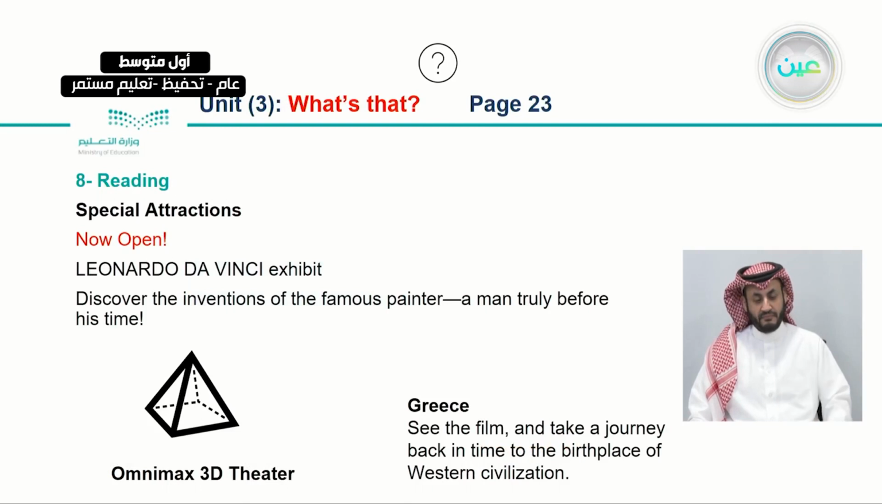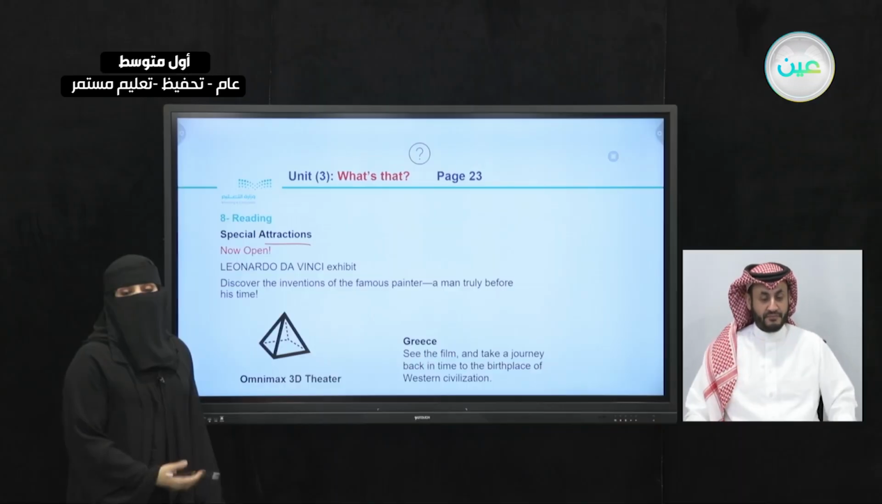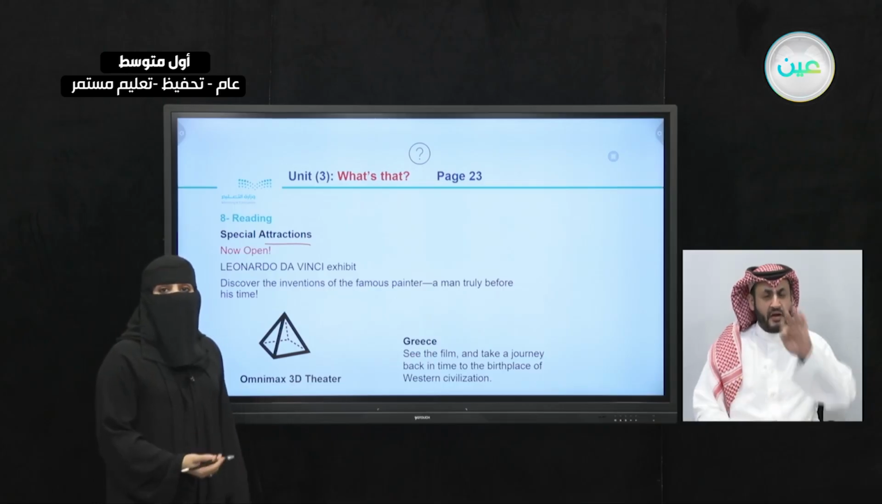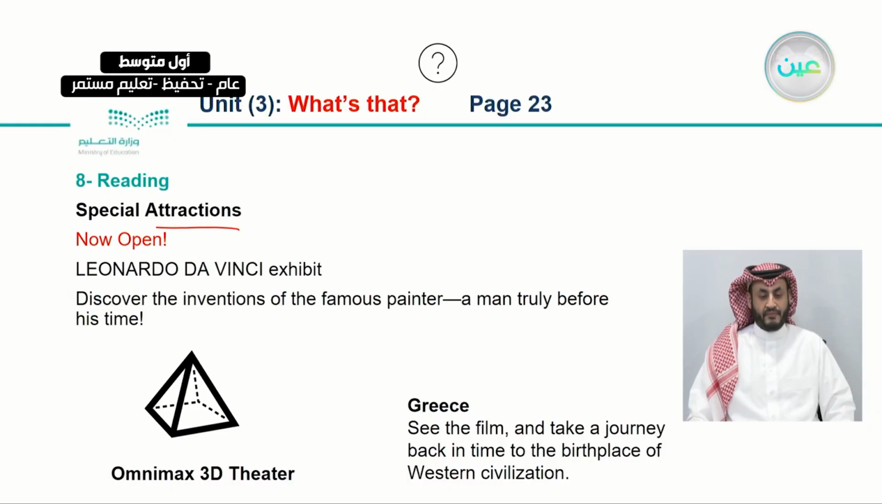Also, we learned that they have special attractions. Attractions are places of interest that you would go and visit. Like the Leonardo da Vinci exhibit: discover the inventions of the famous painter, a man truly before his time.